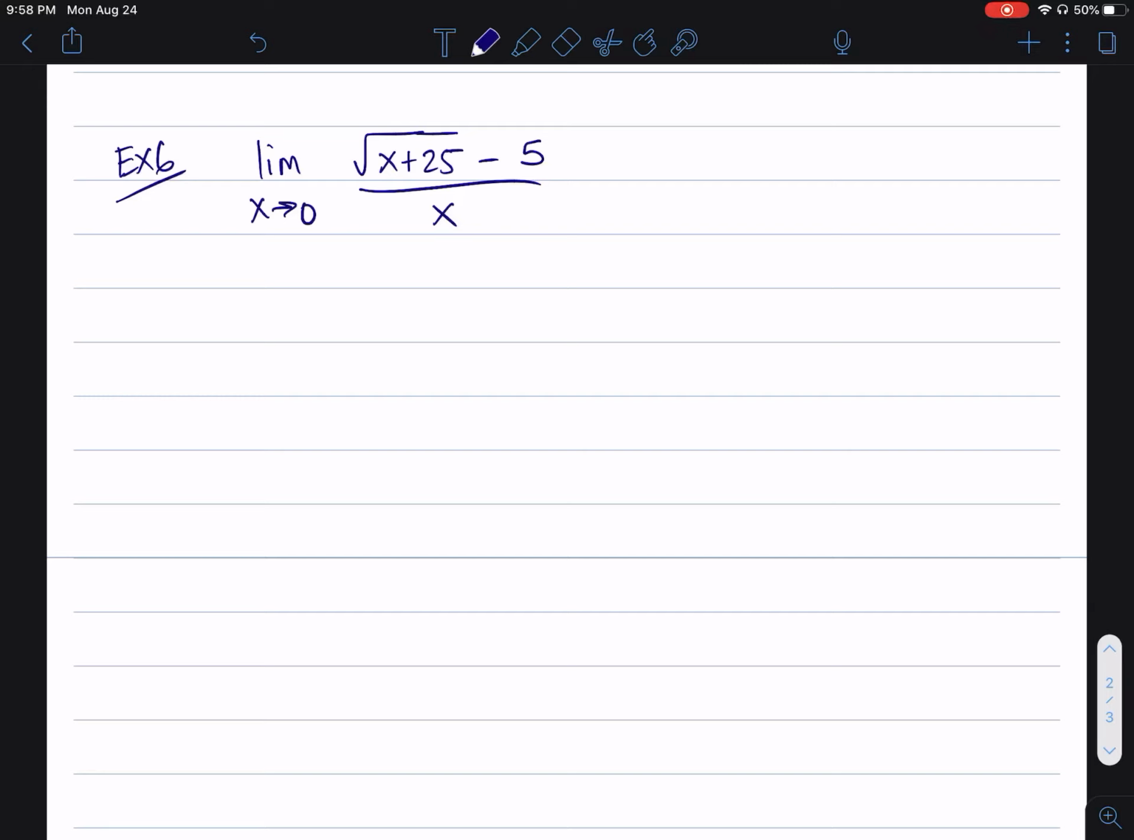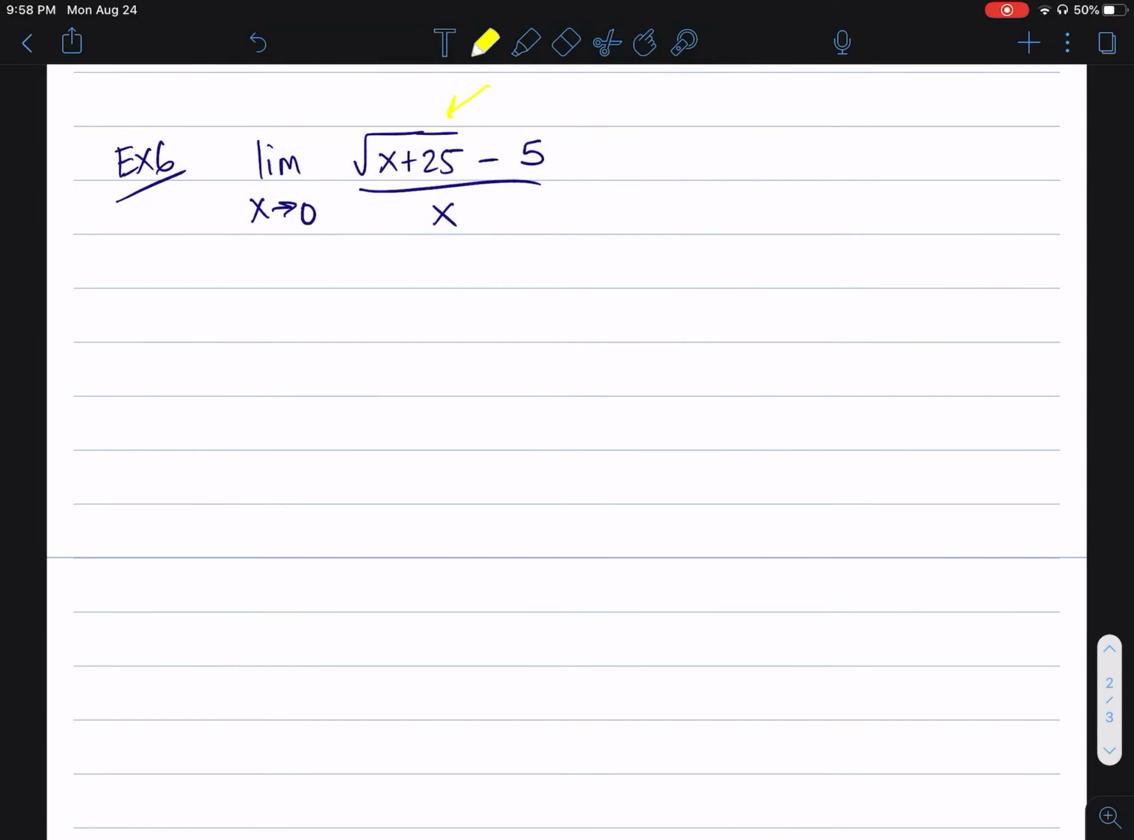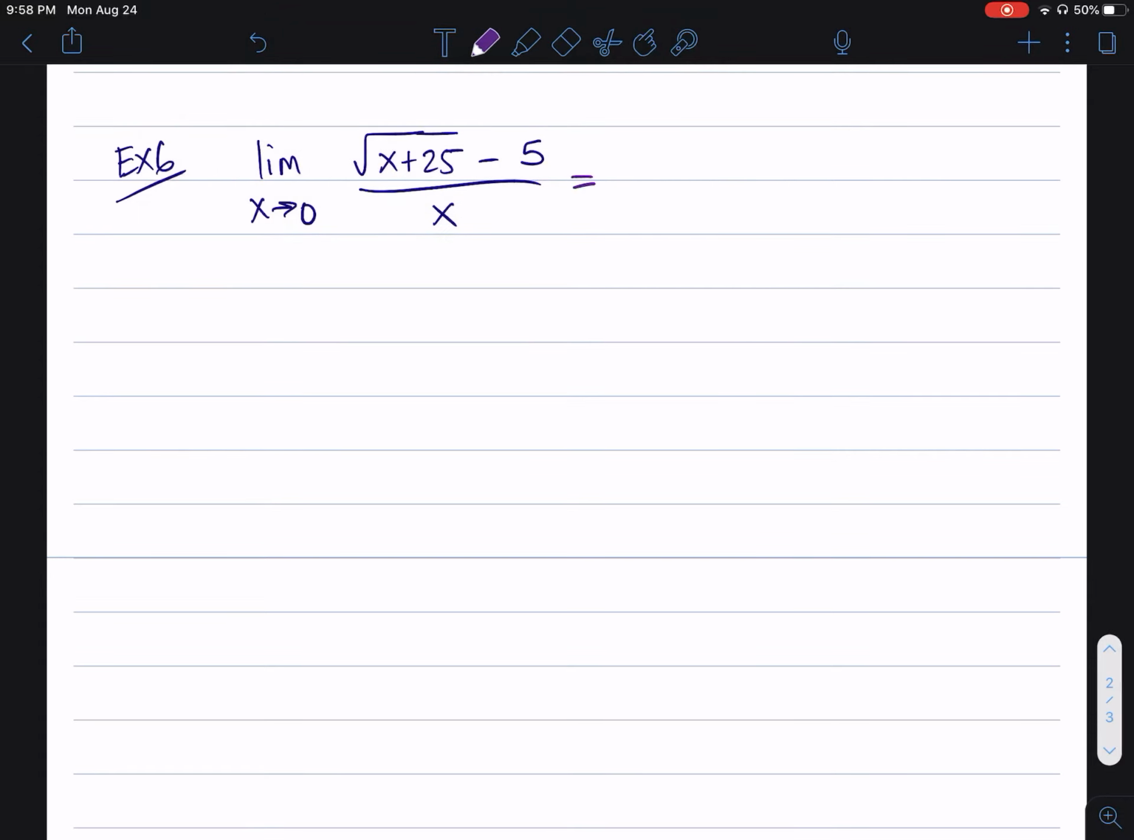And so the way that you would deal with something like this, so we have this square root. Okay, so we have this square root right here, and then another term. Okay, so what we're going to have to do with this is multiply by the conjugate on this one.